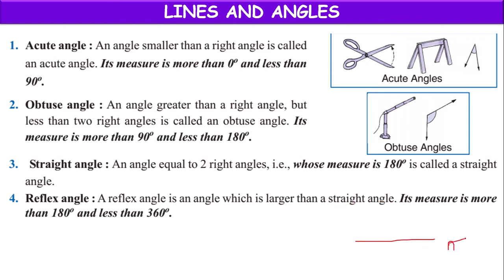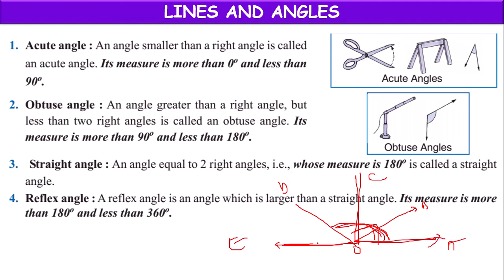Suppose this is the OA ray, if it moves up to B, then it is called acute angle. Up to C, perpendicular to it, then it is called right angle. Up to D, then the total angle is called obtuse angle. Up to E, such that this ray is opposite to OA, such that both of them lie on the same straight line, then this total angle is called straight angle.